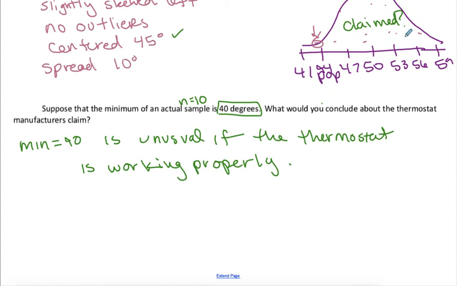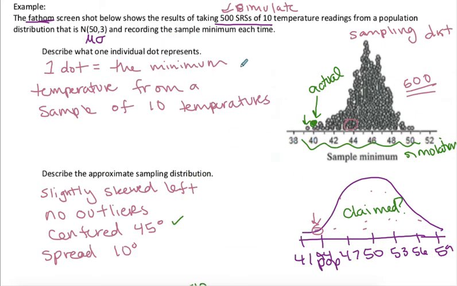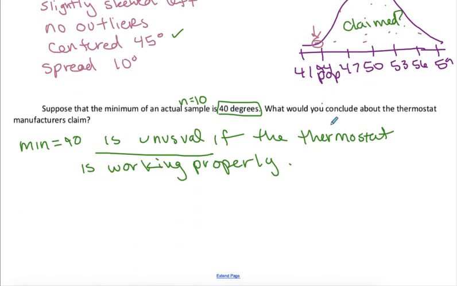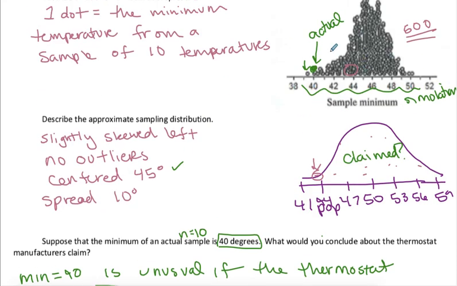When we have this claim that's been made by the company and we actually measure something that's 40 degrees, this is pretty unusual. It's not an outlier, but it's not happening very often. And so I would say that I have reason to start to doubt the claim that my thermostat's working properly because of how unusual that observation is from what I was expecting. I was expecting an average around, a minimum around 45 degrees, and we got a minimum that was 40. That difference is pretty significant based on what we sampled here or simulated here.